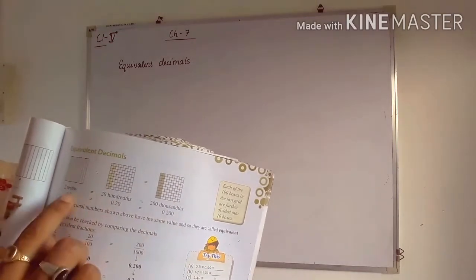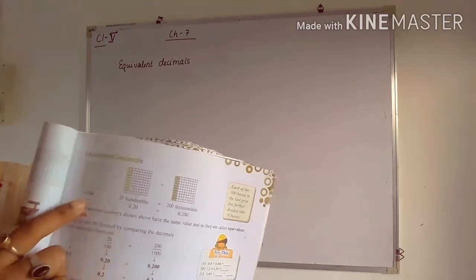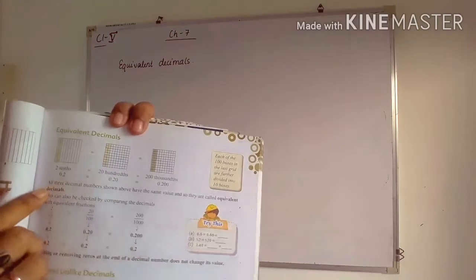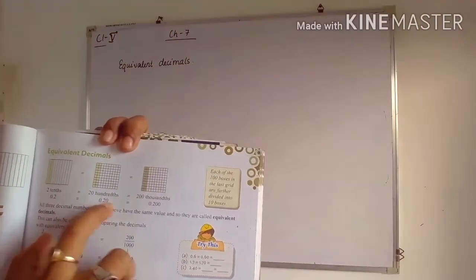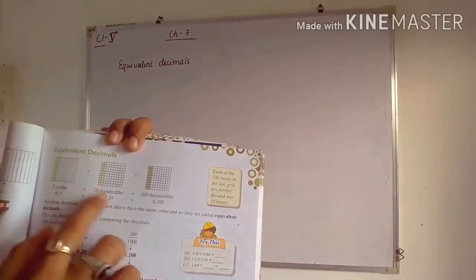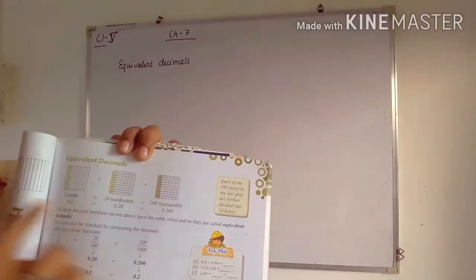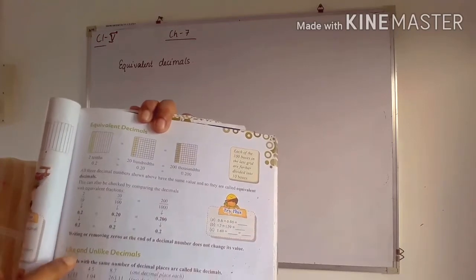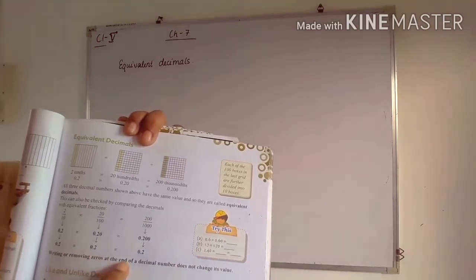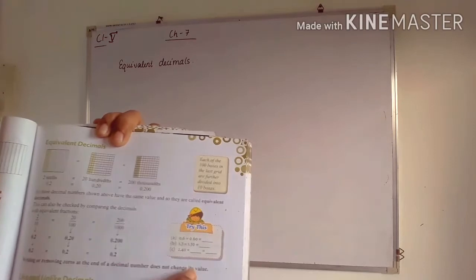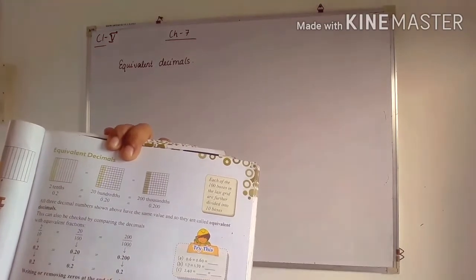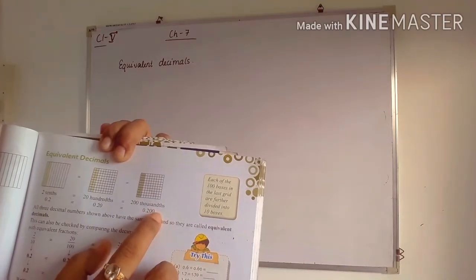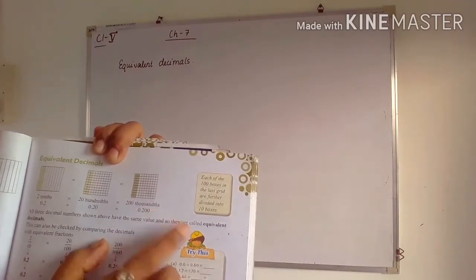2 in the tenths place. Already I told you about the place value chart. Here 2 is in the tenths place, so all the 2's are in the same tenths place. You can easily see here. So these are called equivalent decimals. That means writing or removing zeros at the end of a decimal number does not change its value. That means what they are saying: if we write 0 at the end of a decimal number, that will not change the value.